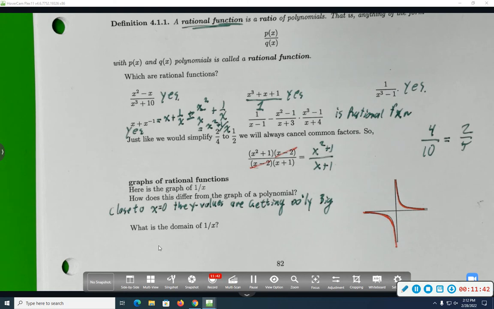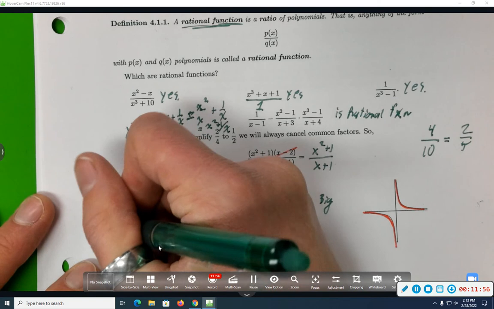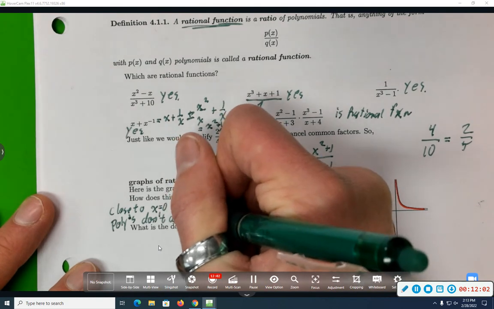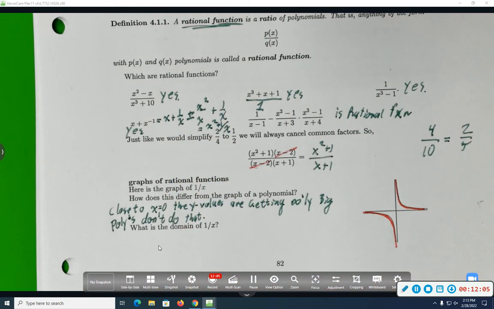Does that happen with polynomials? If I look at a polynomial and try to plug in numbers close to any number, the result won't be arbitrarily big. If I try to plug x equals 0 into a polynomial, I'll get some finite number. Polynomials don't do that. And let's also see another difference, either by looking at the graph or by looking at the definition of the function. What's the domain of that function? Yeah. All real numbers but 0. All real numbers but 0. You can't plug 0 into this function.